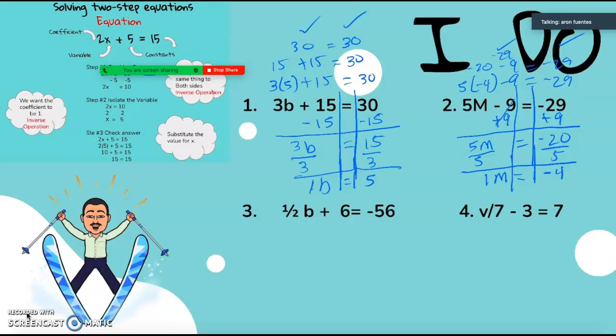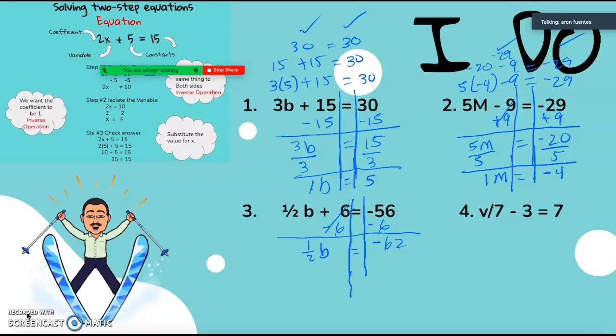Okay. Number 3. Here we have a fraction. So it's no different than the other problems. First step again, draw my lines, and get rid of the constant. I have a positive 6, and the inverse operation of addition is subtraction, and I'm going to subtract it from both sides. Okay, positive 6 minus 6 cancels out. -56 plus a -6 gives me a -62. Half of b is -62.